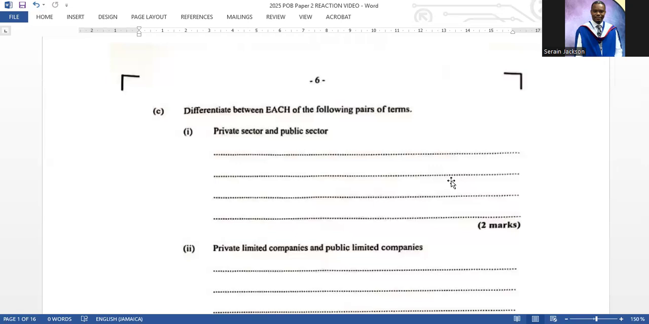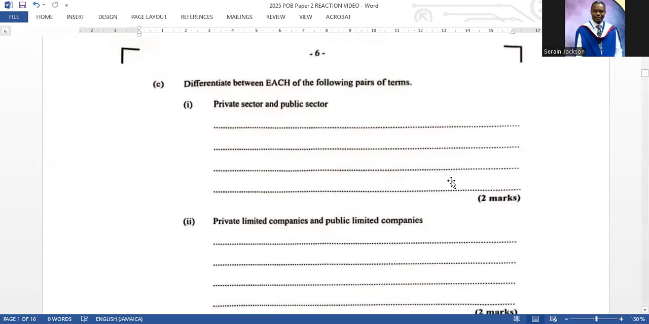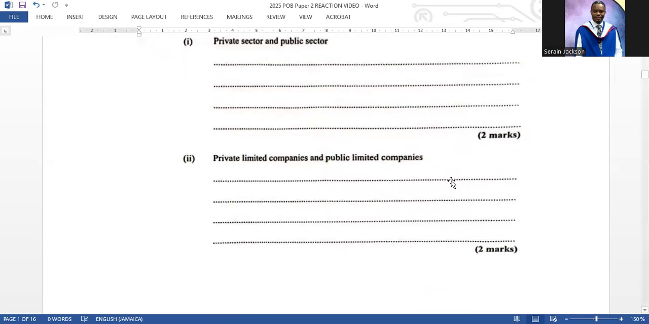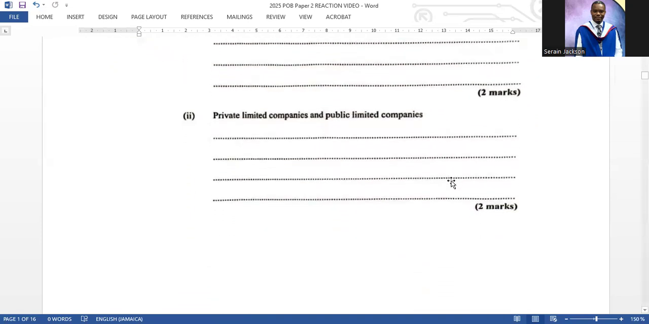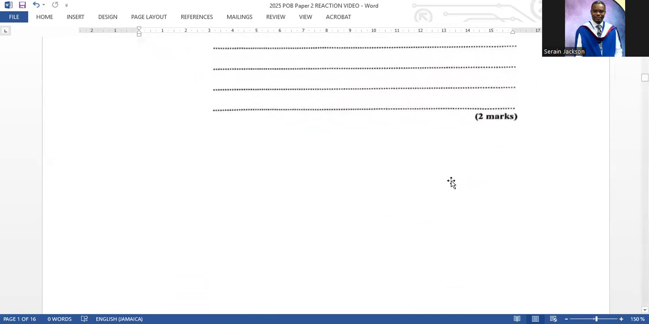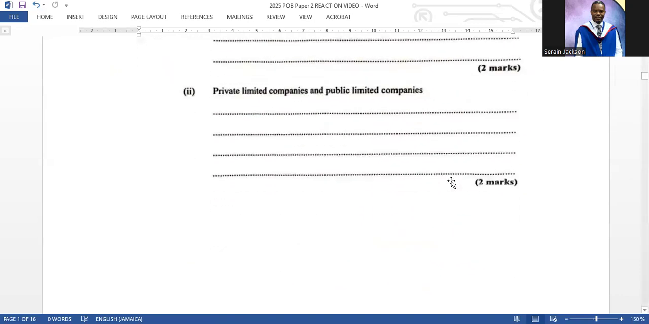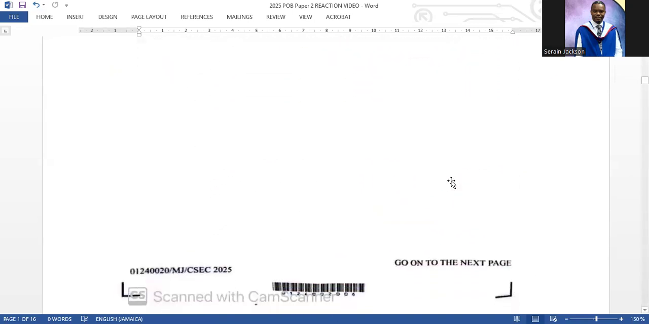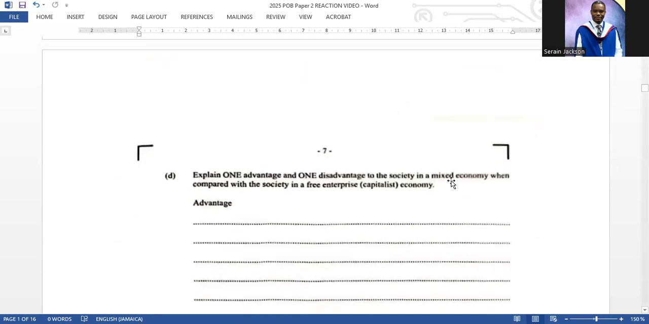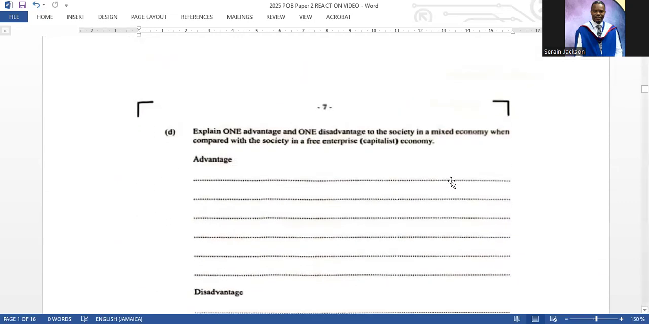Then it went on to differentiate. 1C: differentiate between each of the following pairs of terms: private sector, public sector, private limited company, public limited company. These would be Unit 2, Section 2, sorry, if my memory serves me correctly. Then it asks for one advantage and one disadvantage to the society in a mixed economy.